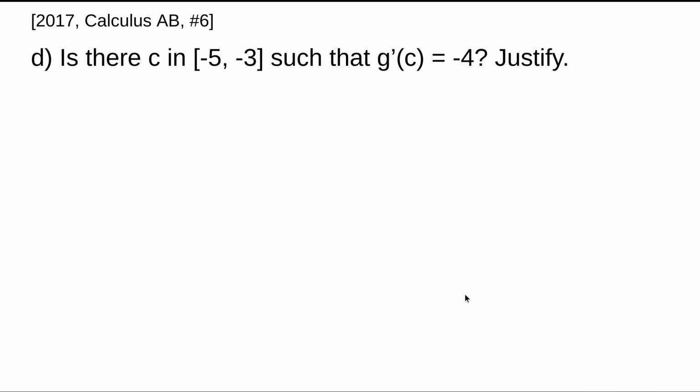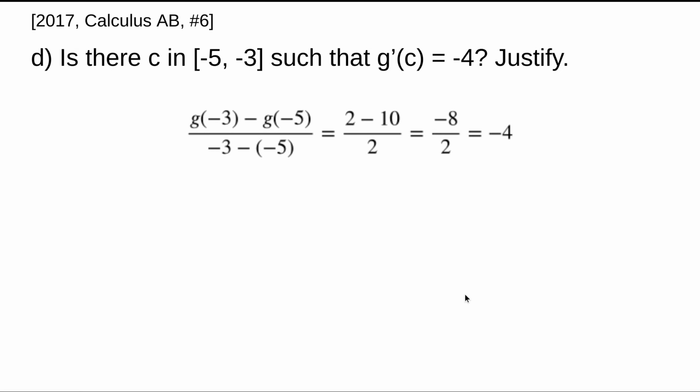In part D, we are asked if there is a value of c in the interval from negative 5 to negative 3, such that g prime of c is negative 4, and to provide justification. All right, so this seems like a mean value theorem problem. So if we use the mean value theorem and just apply it on this interval, g of negative 3 minus g of negative 5, all over negative 3 minus negative 5, we get 2 minus 10 over 2, which is negative 8 over 2, which is negative 4.